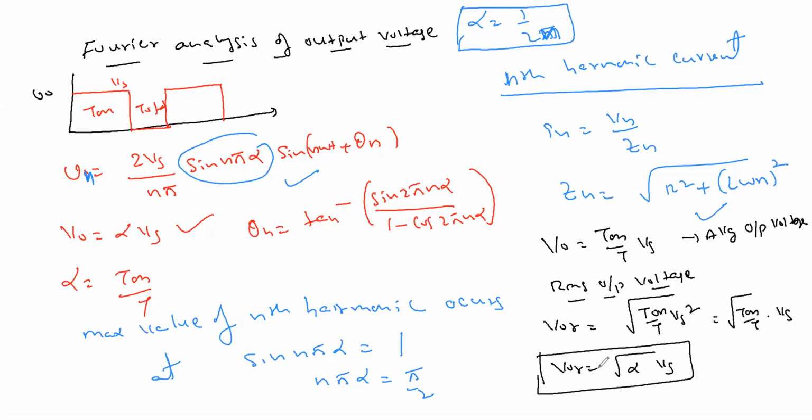I just wrote the definitions: output voltage, average output voltage, and RMS output voltage. Right? Please copy this one. We'll move on.